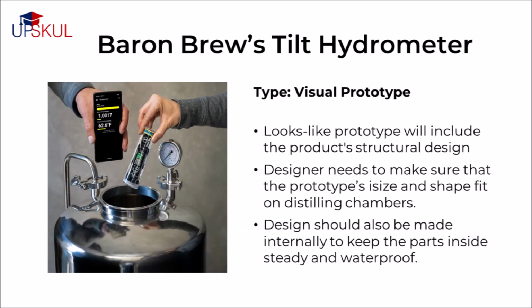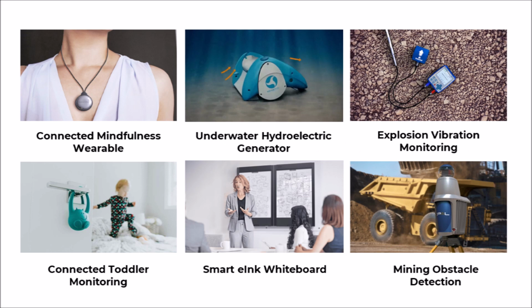Suppose you are doing a prototype of a design very similar to the Baron Bruce tilt hydrometer. Prototyping the looks-like prototype will include the product's structural design, making sure its size and shape fit in distilling chambers. The design should be able to be made internally to keep the parts inside steady and waterproof. Thus, the choice of material also plays a huge role in constructing a looks-like prototype.